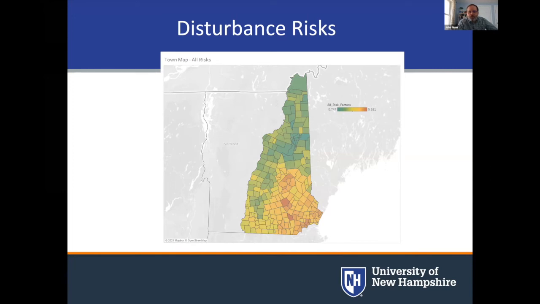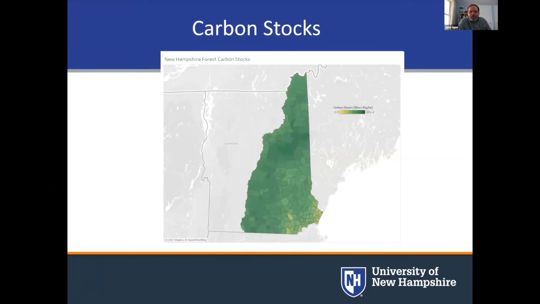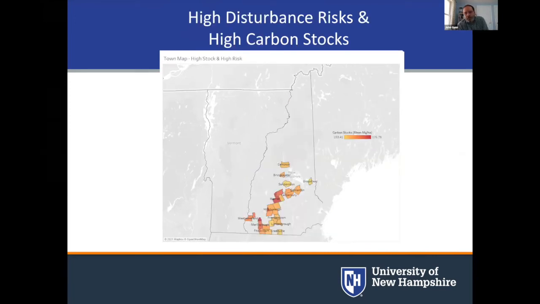We can think about other invasive plant species and how that relates to things like road and trail networks. We can look at development pressure and the risk of disturbance in terms of the fragmentation that happens. And then layer on top of that these carbon stocks that are potentially at risk out there. When we put them all together, there's an area of New Hampshire that really rises to the surface that has high carbon stocks, but is also at high risk of disturbance.